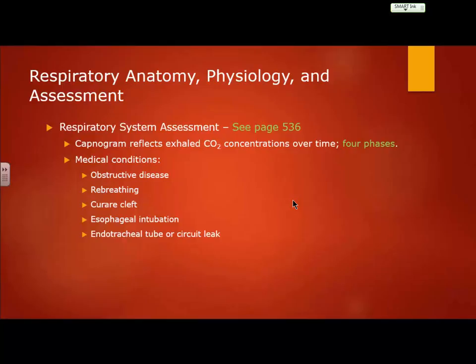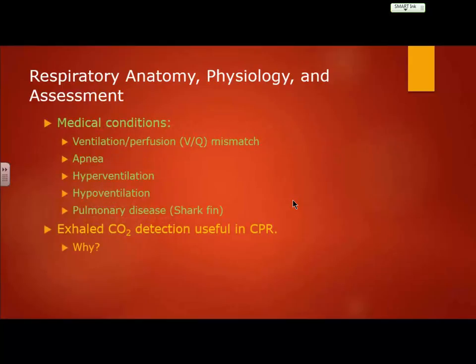A curare cleft. I'm going to wait till we get to that actual slide to explain that to you. Okay. Esophageal intubation and also endotracheal tube or circuit leak. All right. VQ mismatches, which some of those things that we talked about earlier could be in that. Also, apnea. Hyper and hypoventilation, those are going to be pretty easy to identify. And then your pulmonary diseases, your obstructive diseases like we talked about. All right?